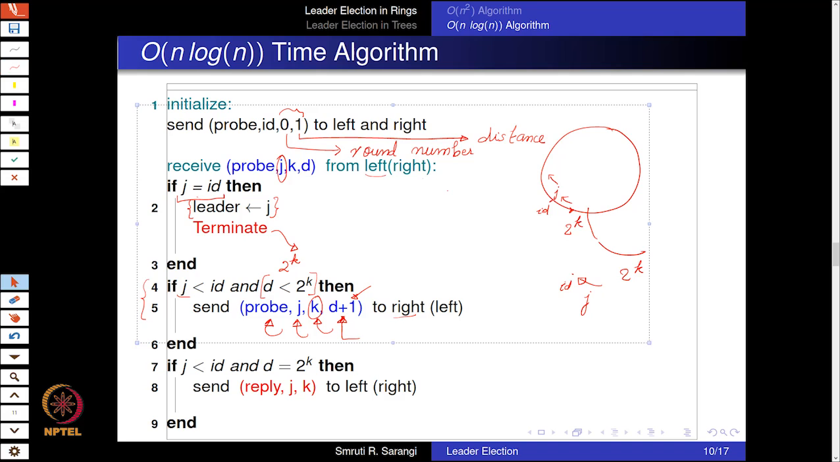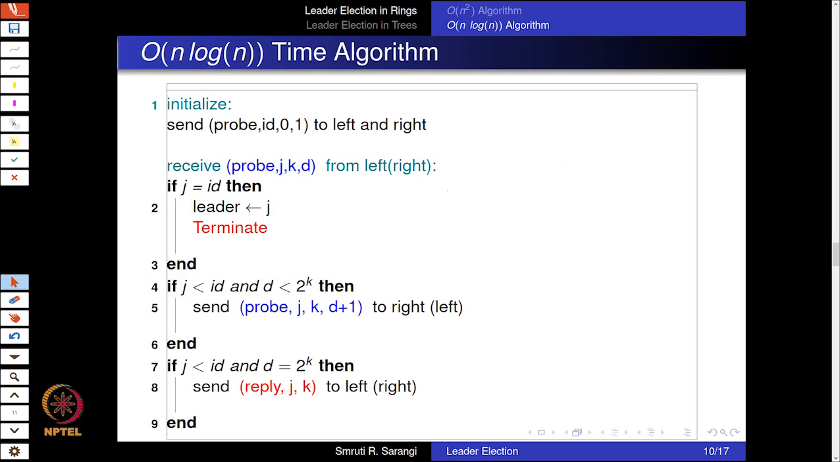So it is important that you understand what exactly is happening. So I'll write this once again. There are 4 parts to the message. Probe is the type of the message. ID is the originator. Then of course we have 2 more, k and d. So k is the round number.